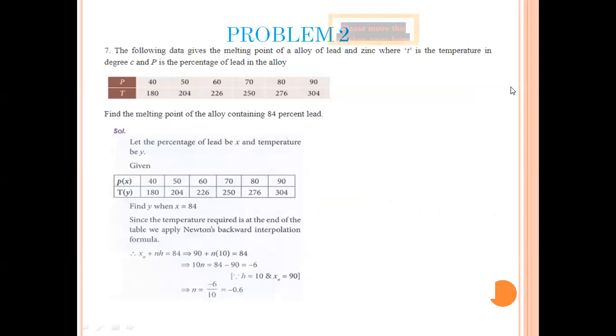And problem number 2. The following data gives the melting point of an alloy of lead and zinc, where T is the temperature in degrees C and P is the percentage of lead in the alloy.